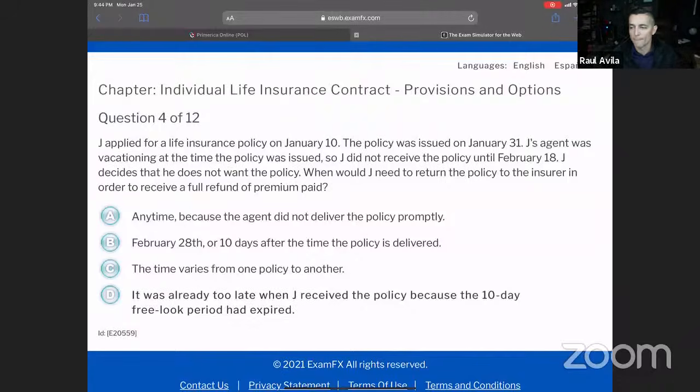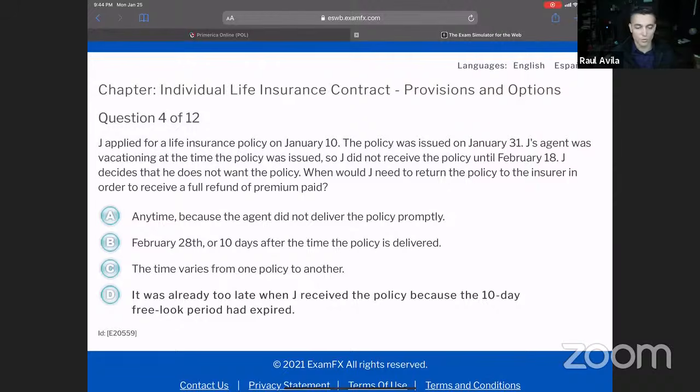B. All right. Let's see. The policy was issued first. The agent was vacationing at the time the policy was issued. Did I receive the policy until February 18th? Or 10 days after the policy delivery day. I like B. The time varies from one policy to another. Anytime because the agent did not deliver the policy promptly. Anytime. I like A too. It was already too late when Jay received the policy because of the 10-day. No, it's not D for sure.